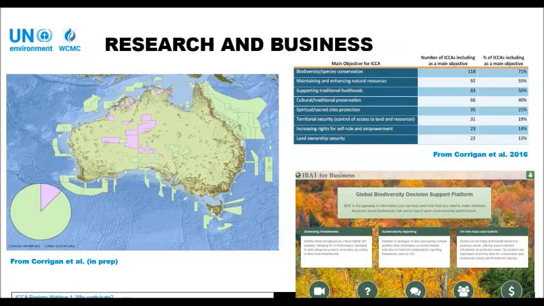Businesses also use the World Database on Protected Areas for high-level planning of operations. Extractive industry companies, in particular, use the World Database on Protected Areas to avoid planning their operations inside protected areas. With more complete data, these industries are better able to avoid damaging biodiversity and communities.